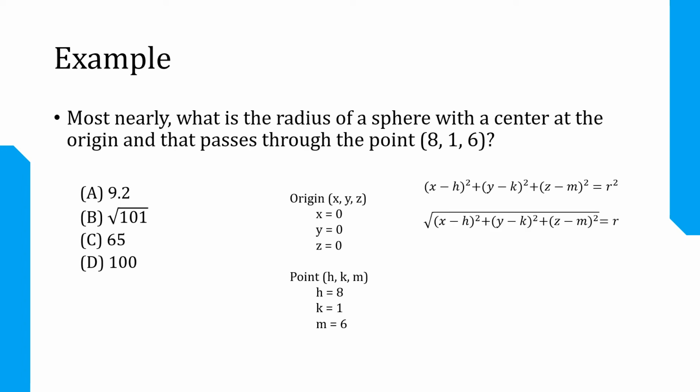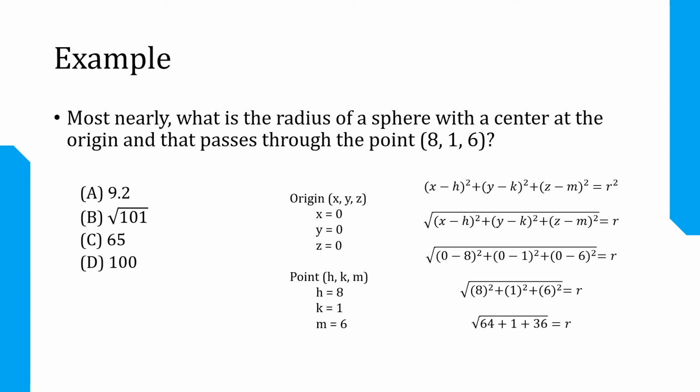So now we just simply rearrange the equation to get r by itself by square rooting the left side. The next step, we are just going to plug in all the variables that we were able to identify, whether that is for the origin, x, y, z, as well as points h, k, m. And then we're going to simplify that even further, and further, and further, getting us a radius of the square root of 101. So as shown there, we were able to identify the answer to be B.